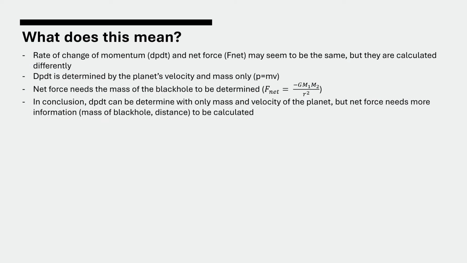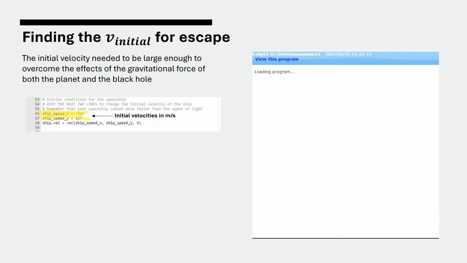So what does this mean? The rate of change of momentum, dp/dt, and the net force, F net, may seem the same, and they're actually coded the same in GlowScript, but they're calculated differently. dp/dt is determined by the planet's velocity and the mass only. You just take the derivative of the velocity and the mass, and you find dp/dt off of that. The net force needs the mass of the black hole to be determined, because the net force is equal to the gravitational force, which is negative g m1 m2 over r squared. So in conclusion, dp/dt can be determined using only the mass and the velocity of the planet, while the net force needs more information like the mass of the black hole and the distance between the planet and the black hole to be calculated.